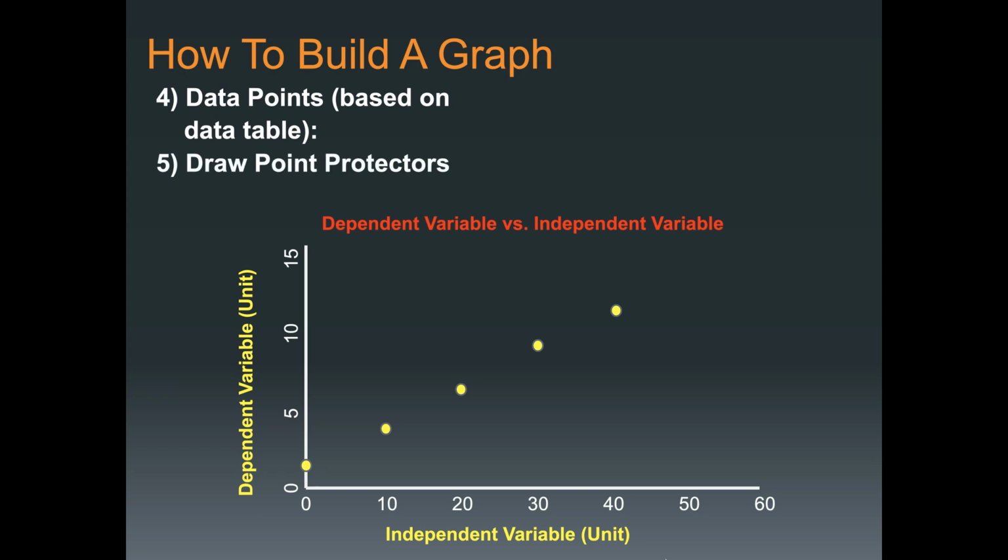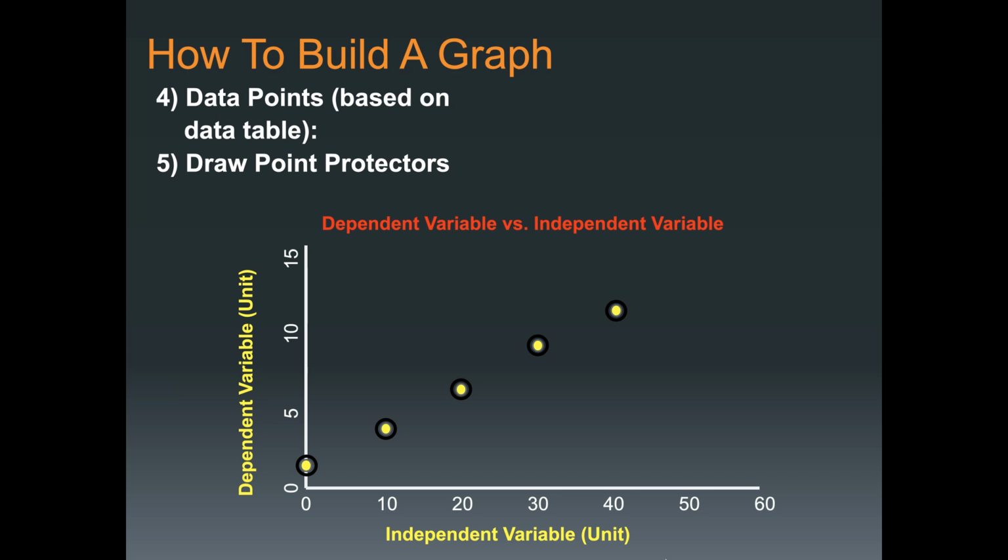Next up, draw point protectors. These can be shapes, usually circles, around the data points. You can use triangles or squares or hearts, moons, clovers. The idea being that you want to make sure that the data point stands out so that when you put the line over it, the line isn't hiding the data point.